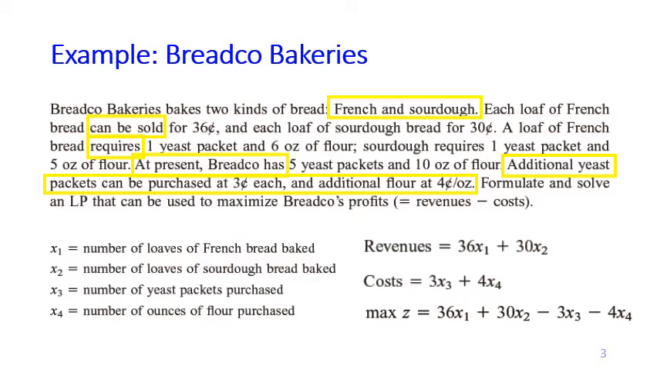Now this is the specific definition for each decision variable. X1 is the number of loaves of French bread baked. X2 is the number of loaves of sourdough bread baked. X3 is the number of yeast packets that we purchased, and then X4 is the number of ounces of flour purchased. Remember that when you define decision variables, they must be as specific as possible. Now let me pause the video to give you time to read all the information and understand the decision variables and objective function.